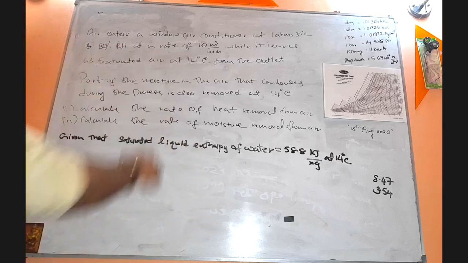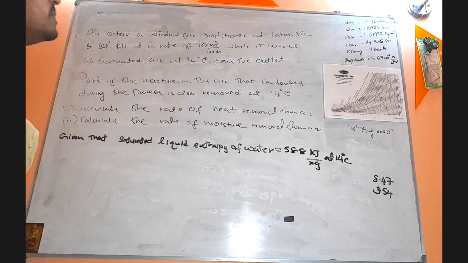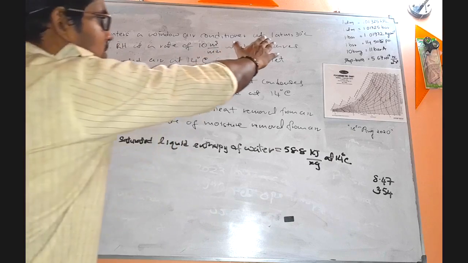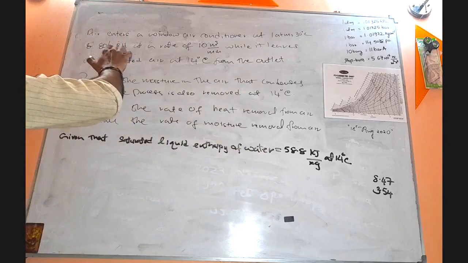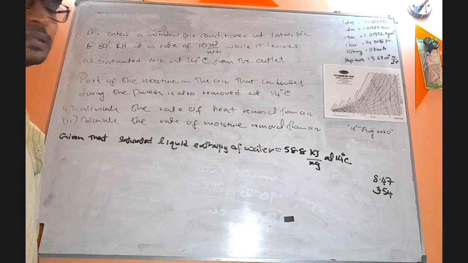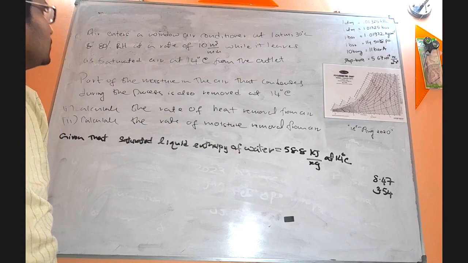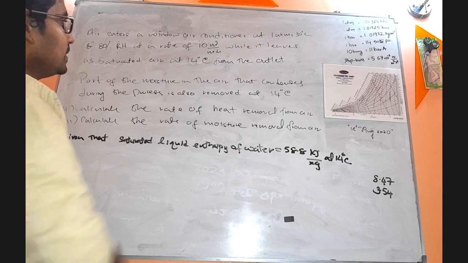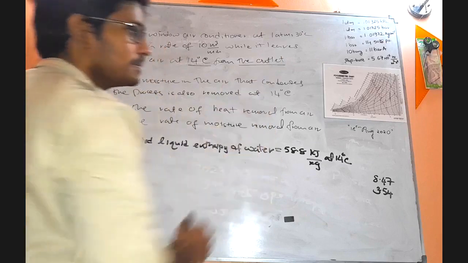Let's discuss this problem. Air enters a window air conditioner at 1 atm, 30 degrees Celsius, and 80% relative humidity at a rate of 10 meter cube per minute, while it leaves as saturated air at 14 degrees Celsius from the outlet.